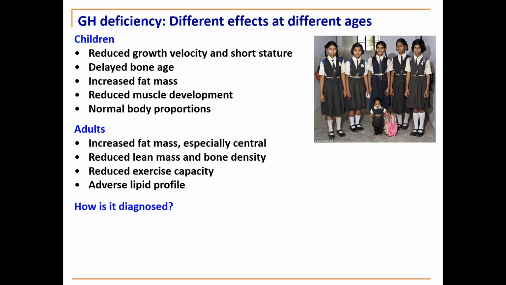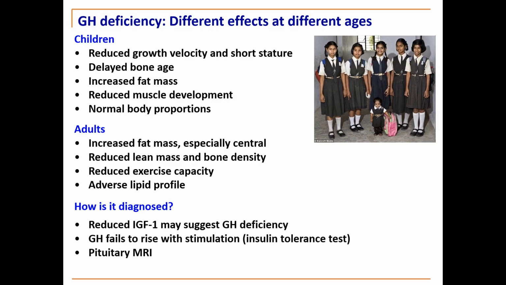How is it diagnosed? Well, diagnosis is more difficult than diagnosing growth hormone excess. A low IGF-1 may suggest growth hormone deficiency. In this case, instead of doing a suppression test, you do a stimulation test, a dynamic stimulation test, where growth hormone would fail to rise with stimulation. So you induce hypoglycemia by giving insulin, and you would expect growth hormone to rise, but it doesn't rise in someone with growth hormone deficiency. And again, an MRI may help to identify pituitary pathology causing a deficiency.